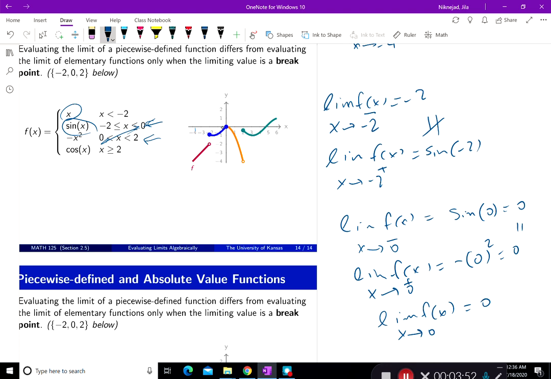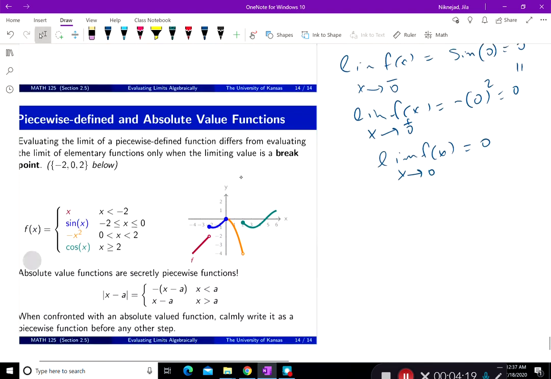And so this is for breaking points. You have to do a left limit and a right limit. Each left and right is going to be a direct substitution. And so you can try at 2 also. The left limit at 2 is going to be -4. The right limit at 2 is going to be cosine of 2, and the two of them are not equal to each other. That's why the limit doesn't exist at 2.